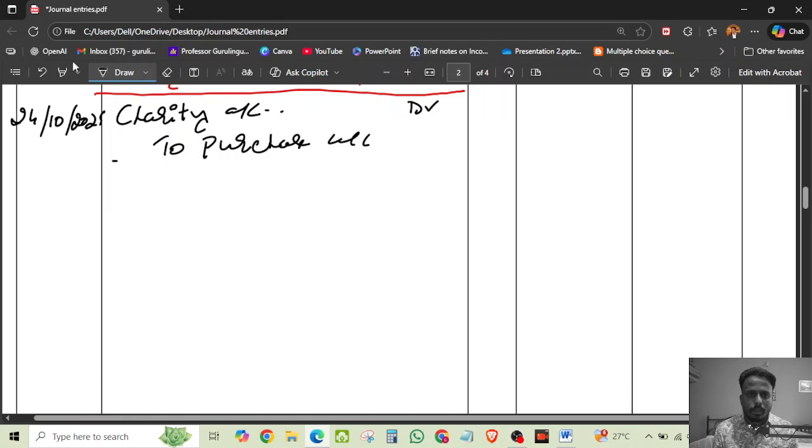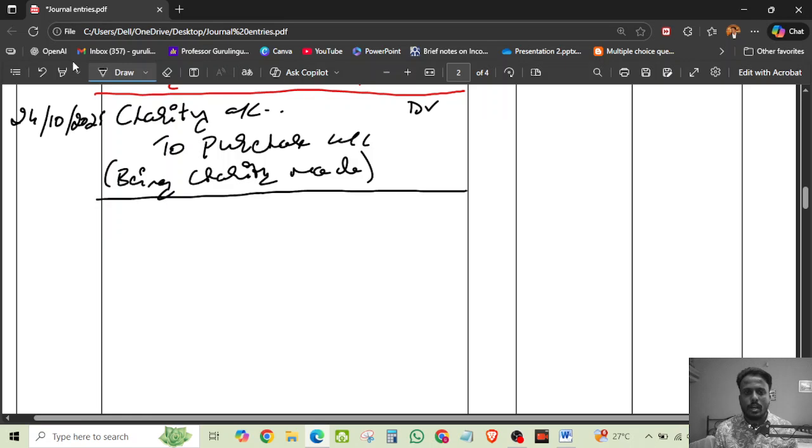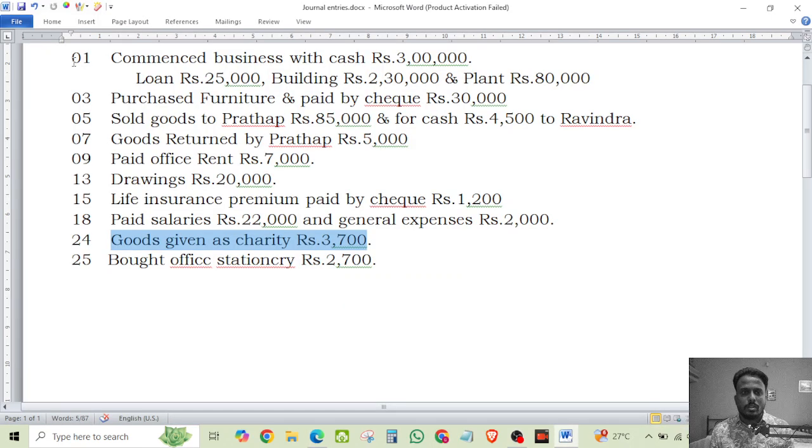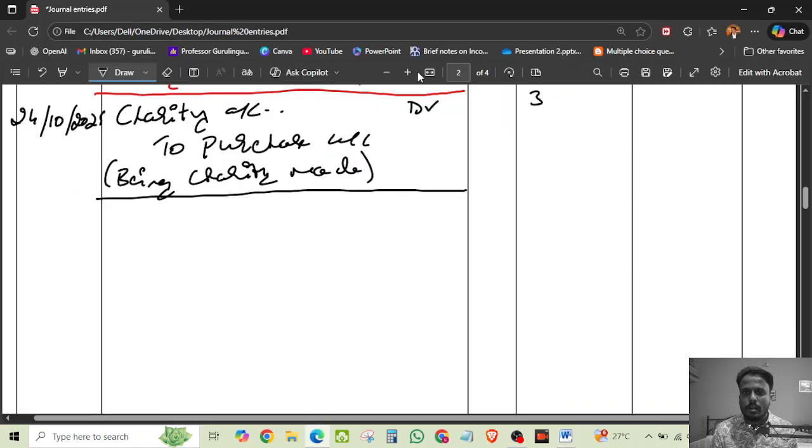Purchase account, this is a special entry, being charity made or goods donated, that is also fine. So amount is 3,700, 3,700 and 3,700. So these are the two things, that is double entry amount we have written.